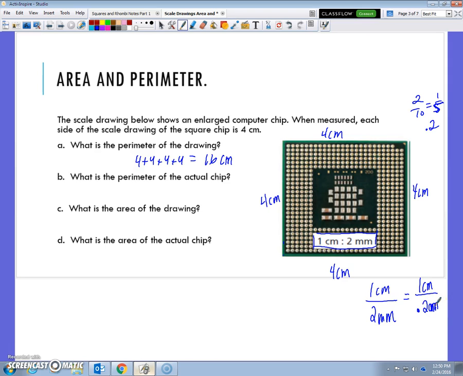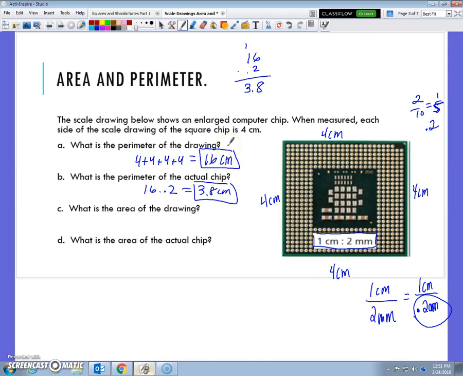Now this is where the new information about the scale factor comes in handy. If I know the perimeter of the scale drawing is 16 centimeters, I know that the perimeter of the actual chip is 0.2 of that amount. So I'm going to take 16 times 0.2, or 16 times 1/5, either way you want to think about it. When I take 16 times 0.2, I get 3.2. So I know the perimeter of the actual chip would equal 3.2 centimeters.